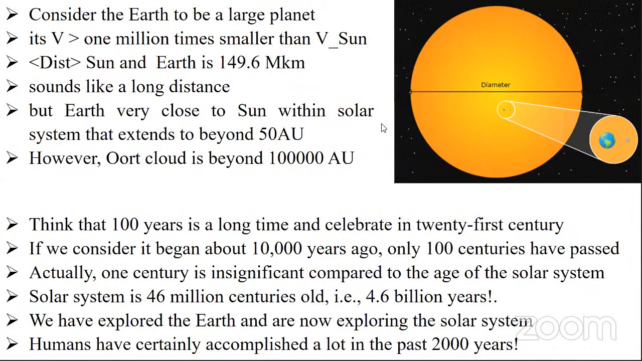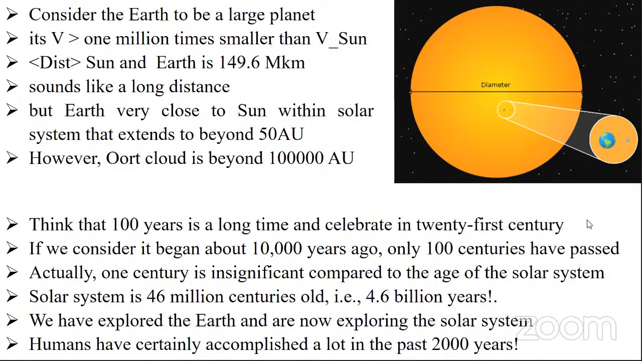Since the Earth is considered the largest planet, no doubt, its volume is about 1 million times smaller than the volume of the Sun. This is only a small part of it actually. And the distance between the Earth and the Sun is about 150 million kilometers. That sounds like a long distance, of course. But Earth is very close to the Sun within the solar system.